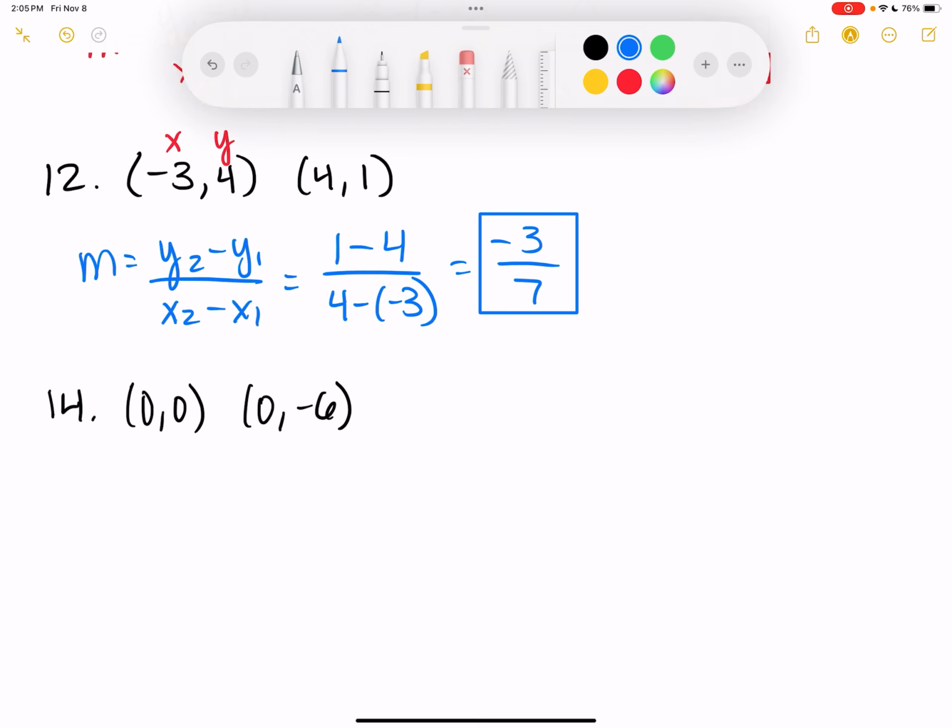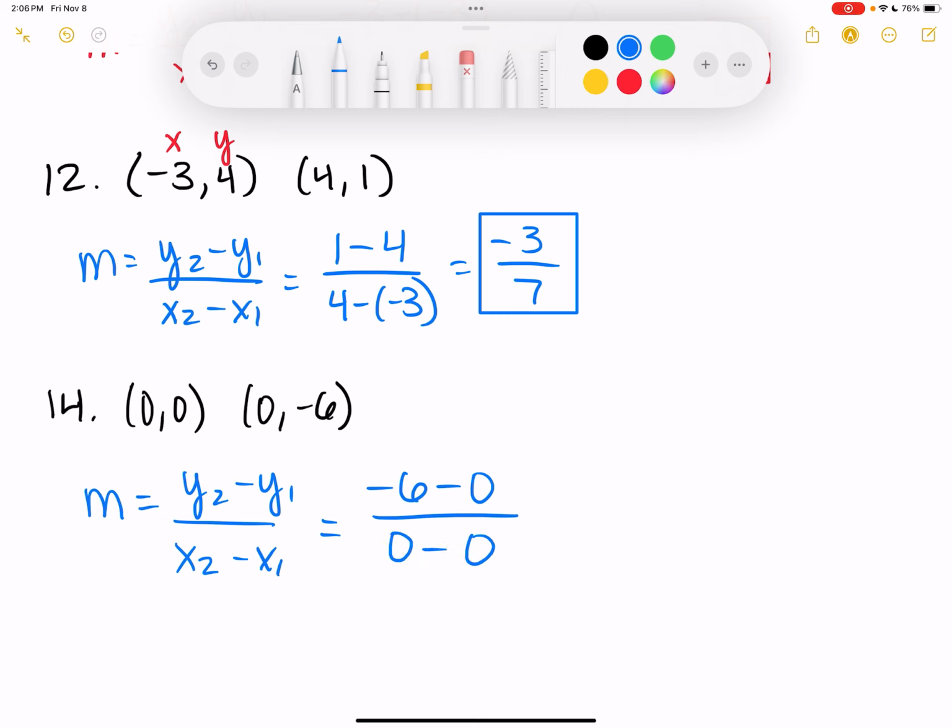All right, m equals y2 minus y1 over x2 minus x1. Y2 is what? 0. No, 6, I mean negative 6. What minus what's y1? 0. Over what's x2? 0. What's x1? 0. All right, negative 6 minus 0 is negative 6 over 0 minus 0 is 0. So what is this? Undefined.